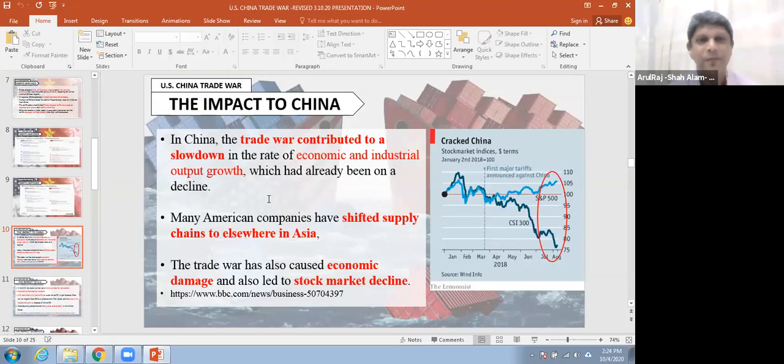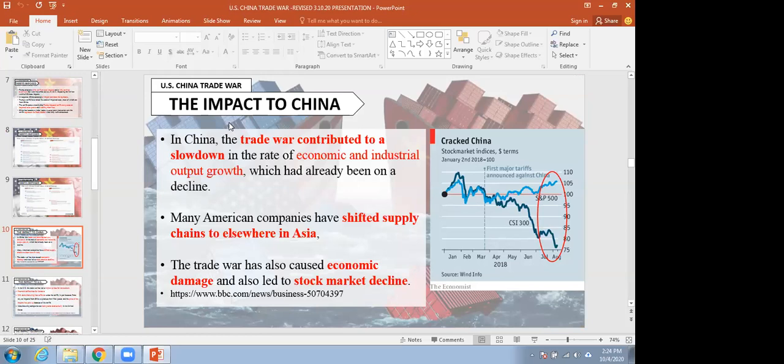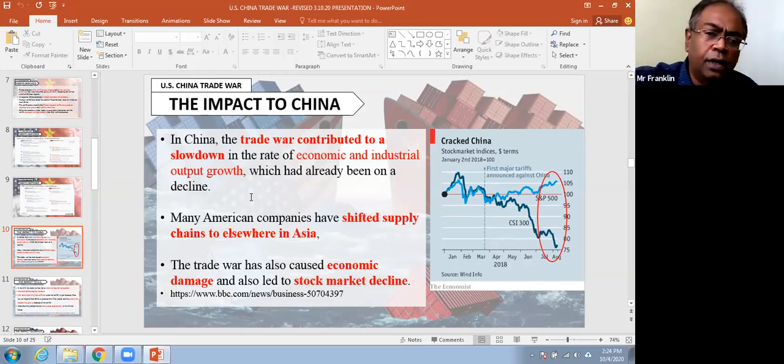The impact. Now we'll talk about the impact. The impact to China. So basically, with this trade war. The button. Please, all of you mute yourself, please.